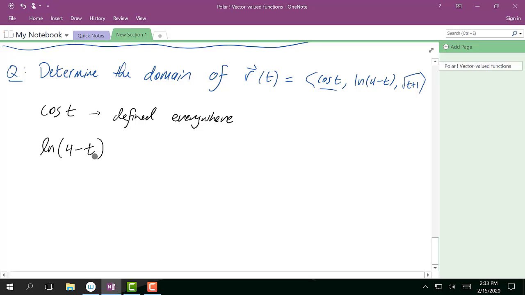When I take the natural log of something, the inside cannot be negative. Well, that's in words. What that means in equations is that 4 minus t has to be positive, greater than 0. So 4 has to be greater than t, or the way I like to read it, t less than 4.